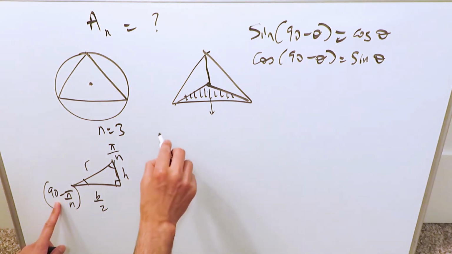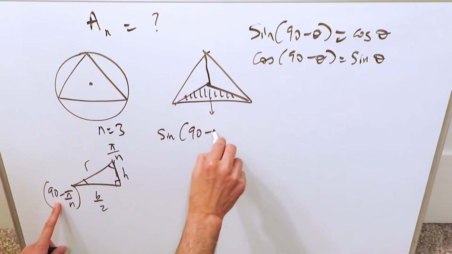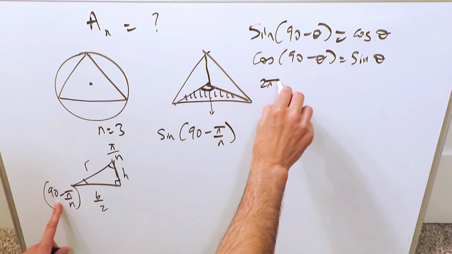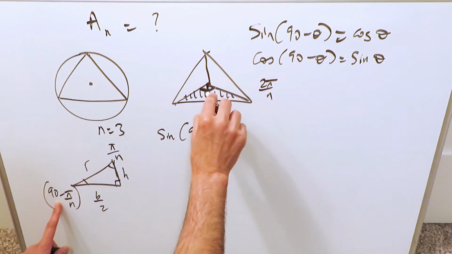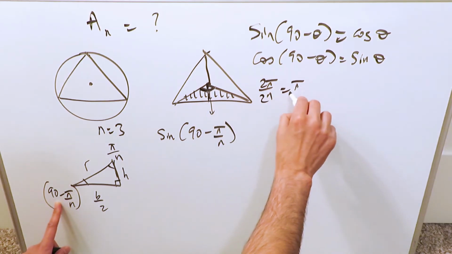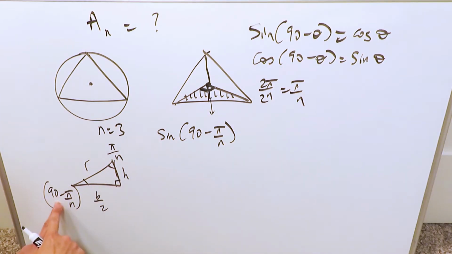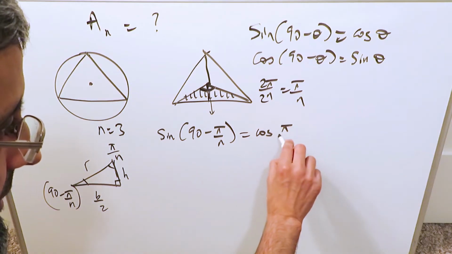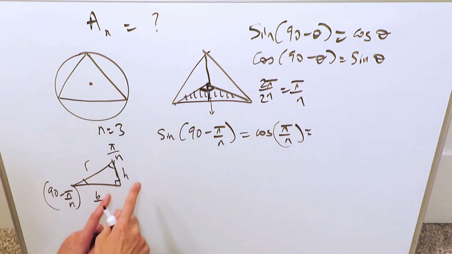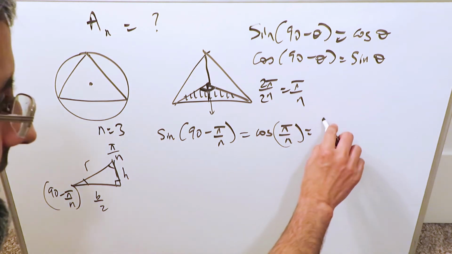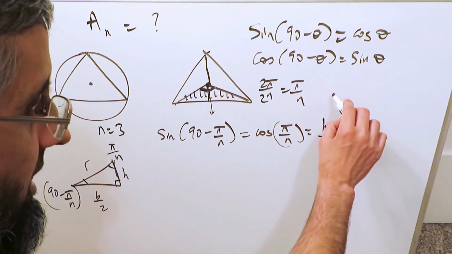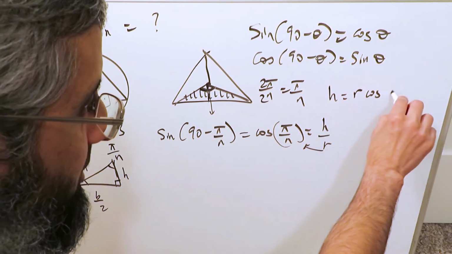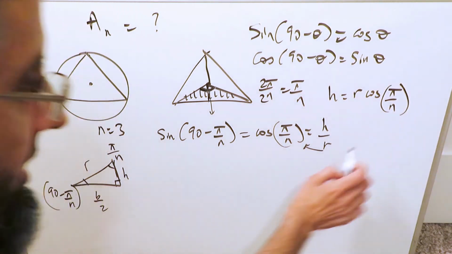I can do sine of this angle, sine of 90 minus pi over n. Remember, this angle right here was 2 pi over n. When I bisected it, I'm dividing it by 2, it becomes pi over n, which is right here. Then its complement is 90 minus pi over n. This right here, by means of cofunction identity, is equal to cosine pi over n, which is equal to what? The opposite, height over r. I'm solving for h, and I see here h is equal to, you push this on the other side, r cosine pi over n. So that's one item done.